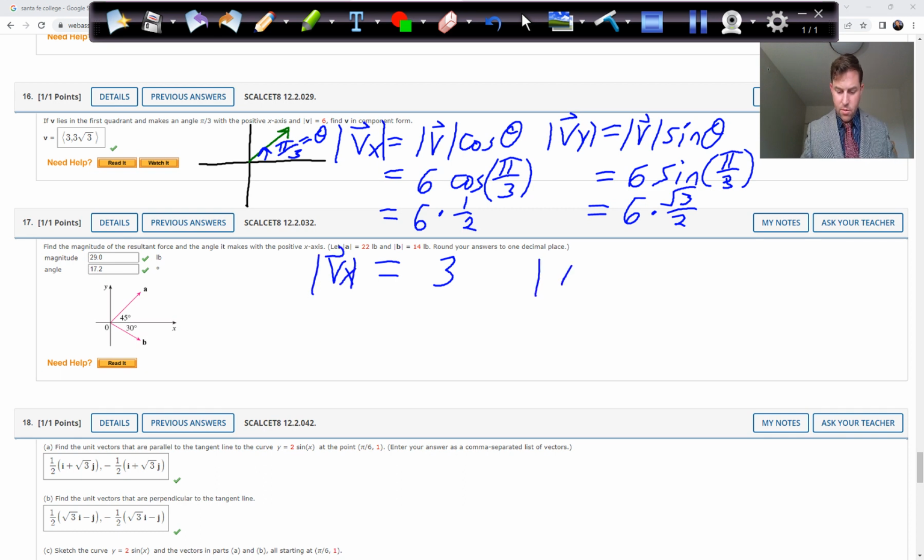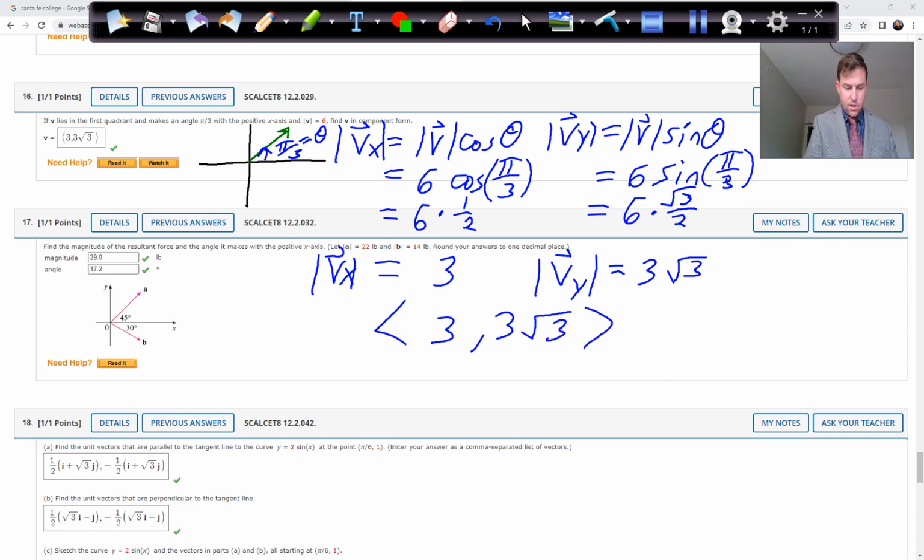And the y component of v is 3 root 3. 6 divided by 2 with a root 3 on it. Okay, and then the last step is just to put this in vector notation like this. And that would do it. Okay, so that's problem 15.